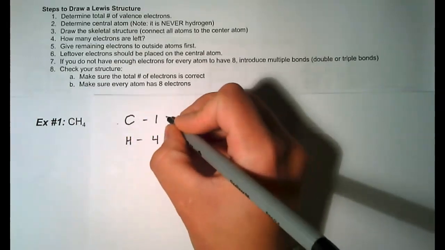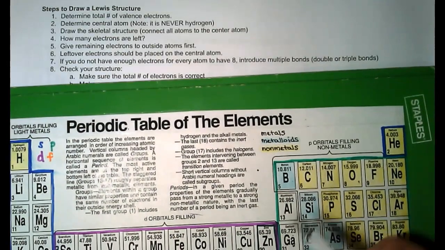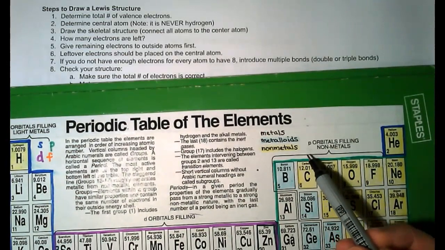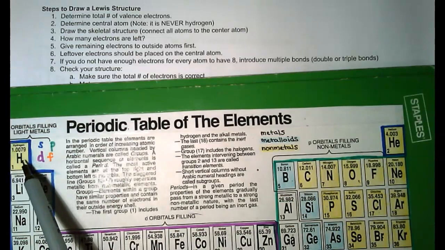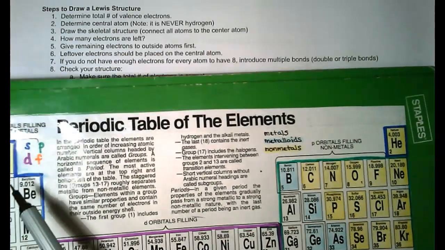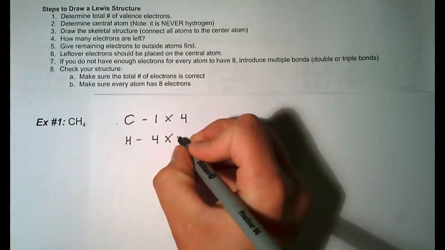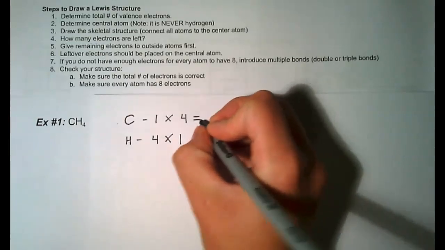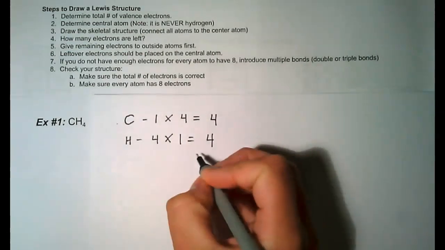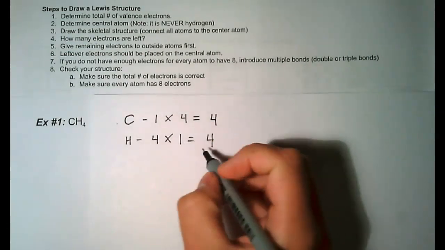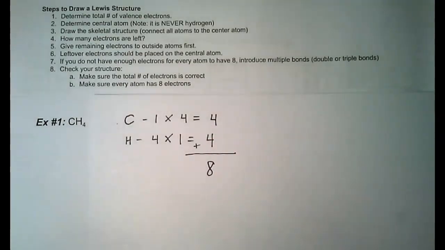So carbon, I can use my periodic table to find carbon, and it's in group 14, so it has 4 valence electrons. And then hydrogen is over here in group 1, so it only has 1 valence electron. So I have 1 times 4 valence electrons, and then 4 times 1. So I have 4 valence electrons from carbon, and then 4 valence electrons total from the 4 hydrogen atoms. So my total number of valence electrons I get to use is 8.